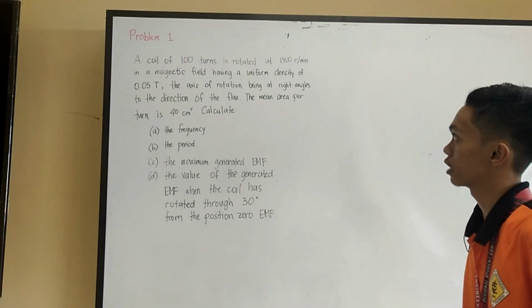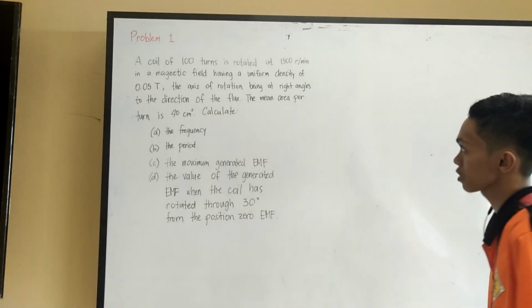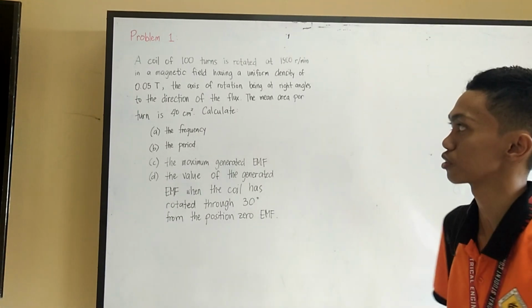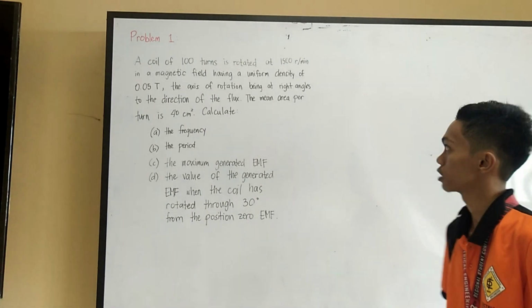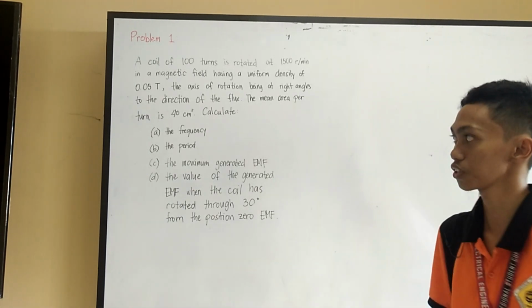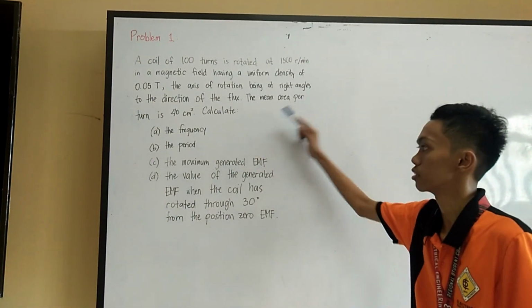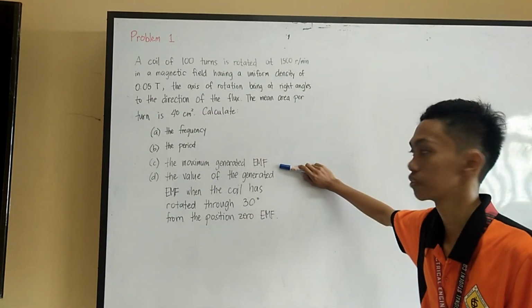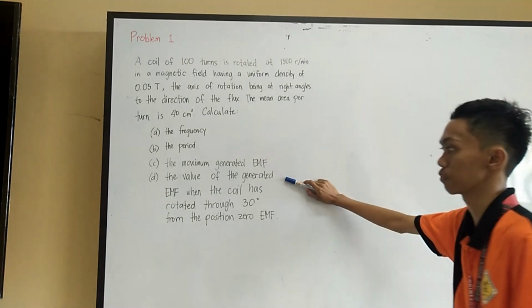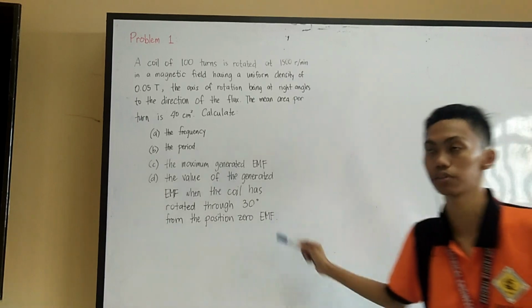In a magnetic field having a uniform density of 0.05 Tesla, the axis of rotation being at right angles to the direction of the flux, the mean area per turn is 40 centimeters squared. Calculate the frequency, the period or the time period, the maximum generated EMF, and the value of the generated EMF when the coil has rotated 30 degrees from the position of 0 EMF.